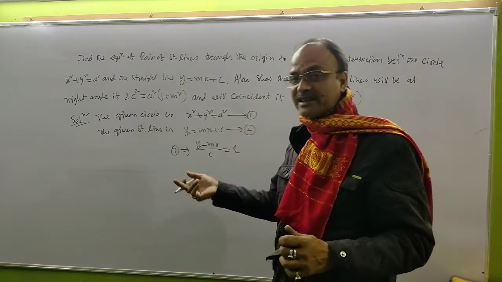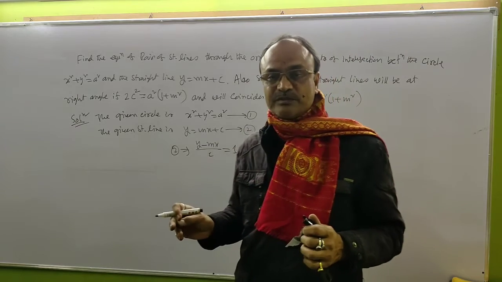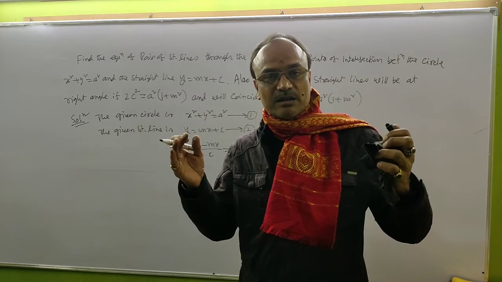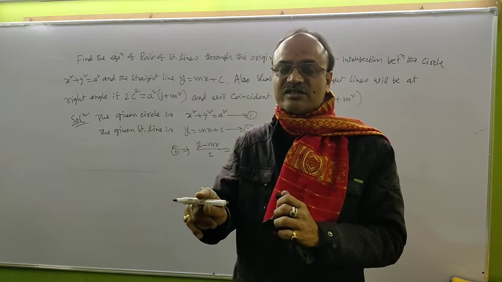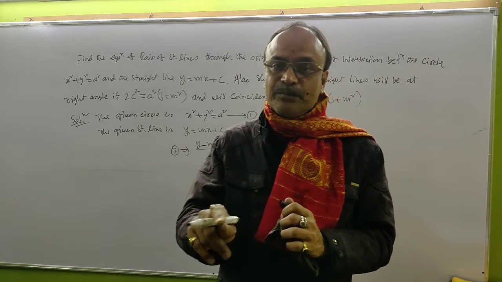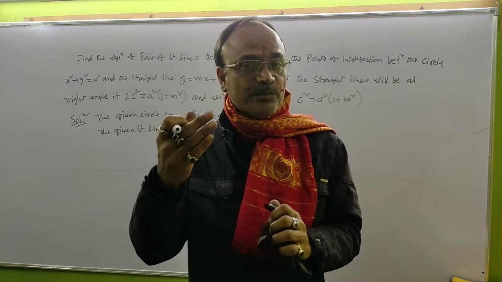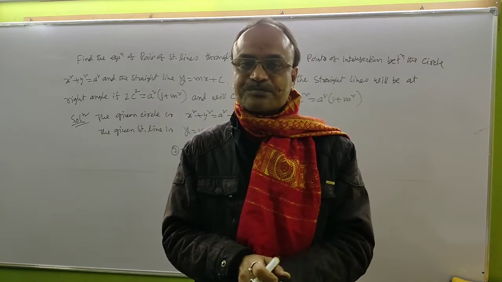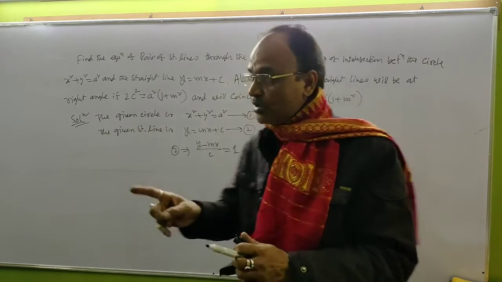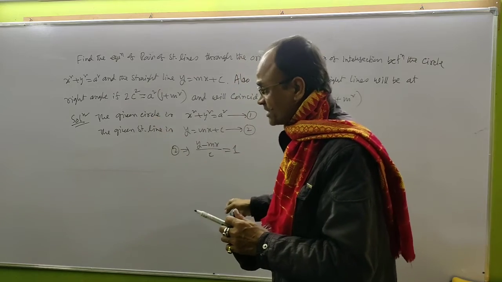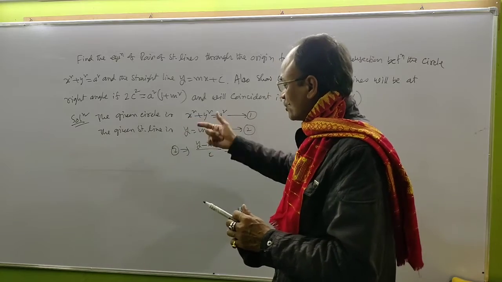Now we shall make a homogeneous equation of second degree using 1 and 2. Then that homogeneous equation of second degree will definitely represent a pair of straight lines passing through the origin, as well as through the points of intersection between 1 and 2.